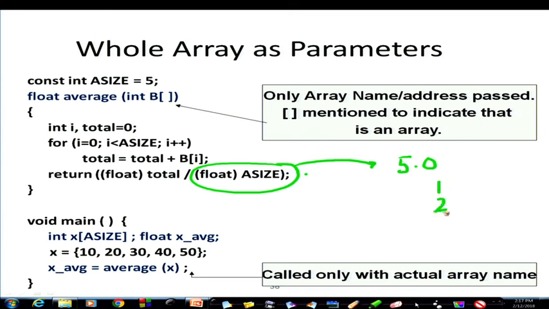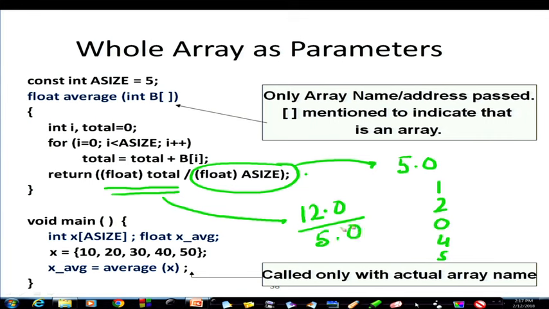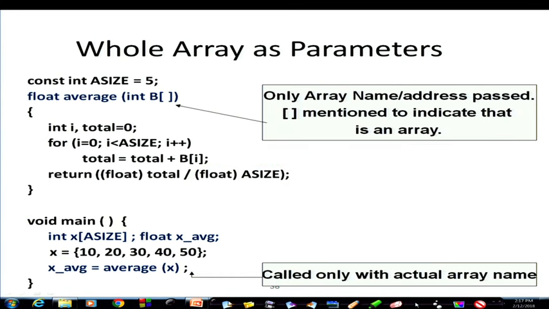And suppose the array was 1, 2, 0, 4, 5. So, 9 to 11, 12, total was 12. So, float(total) will make it 12.0. So, I am casting 12, forcing it to be represented as a float. Then 12.0 is being divided by 5.0 and I am getting the average, and that average is being returned here. So, that was not our main contention here.